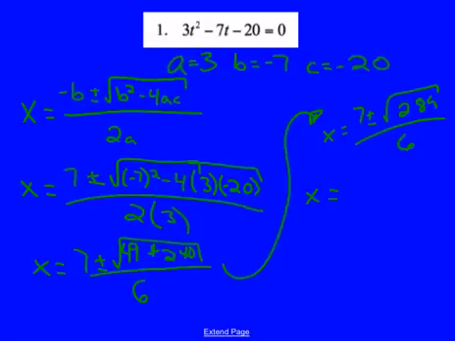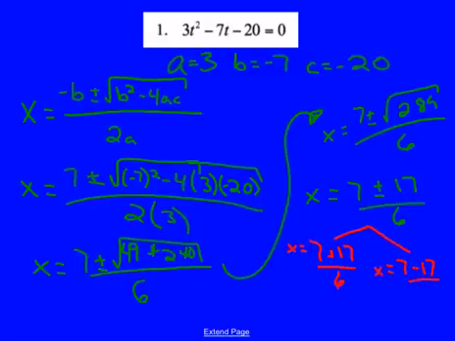So I would go one step farther: 7 plus or minus 17 over 6. Here's my spot where I do 2, because 6 doesn't go into 7. So I would do x equals 7 plus 17 divided by 6, and x equals 7 minus 17 divided by 6. X equals 24 divided by 6, which is 4. And x equals negative 10 divided by 6. I would say x equals negative 5/3.